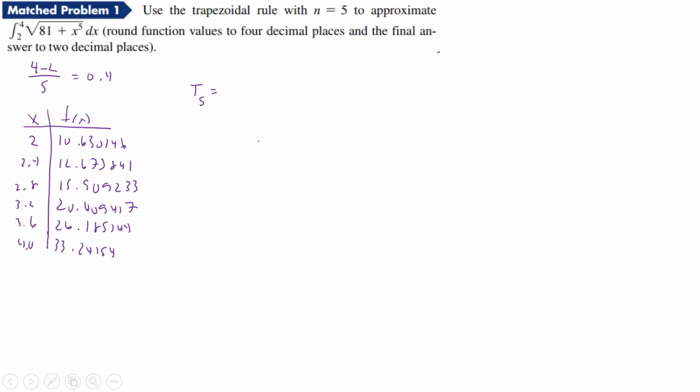Okay. Well, what we say is we're going to take this one plus this one, and then plus each one of these times 2. And now is when I'm going to round it. So that's going to be 10.6301 plus 2 times 12.6738 plus 2 times 15.9092 plus 2 times, it looks like 20.0094. Wait, 20 point, that's a 4, not a 0. I can't read my writing there.